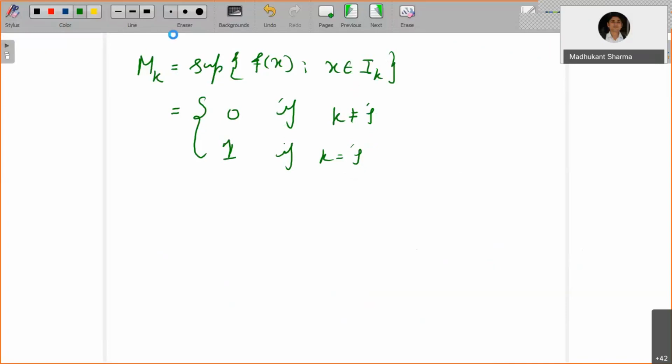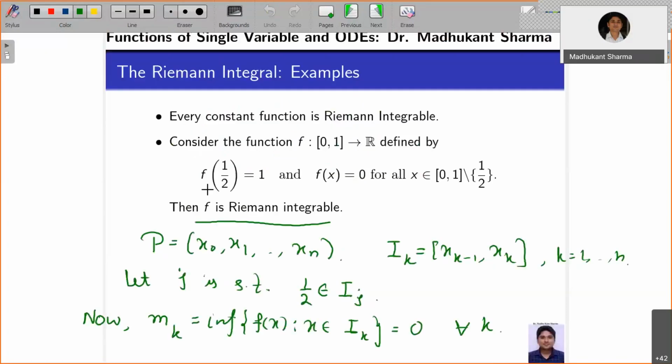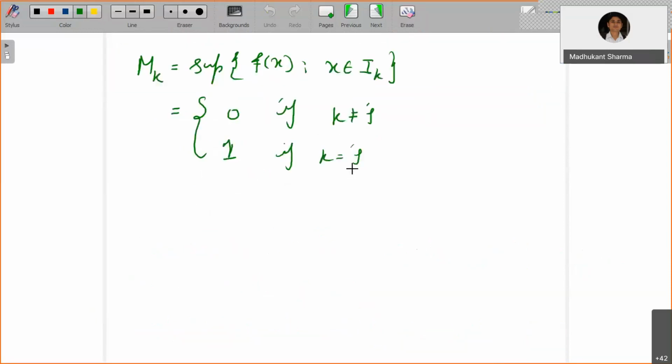Before starting, we can verify that this function is bounded. If the function is not bounded, we are not going to verify anything, because Riemann integrability will not be applicable in that case. But here the function is bounded, because at the maximum its value is 1 and the minimum is 0. So it's bounded.